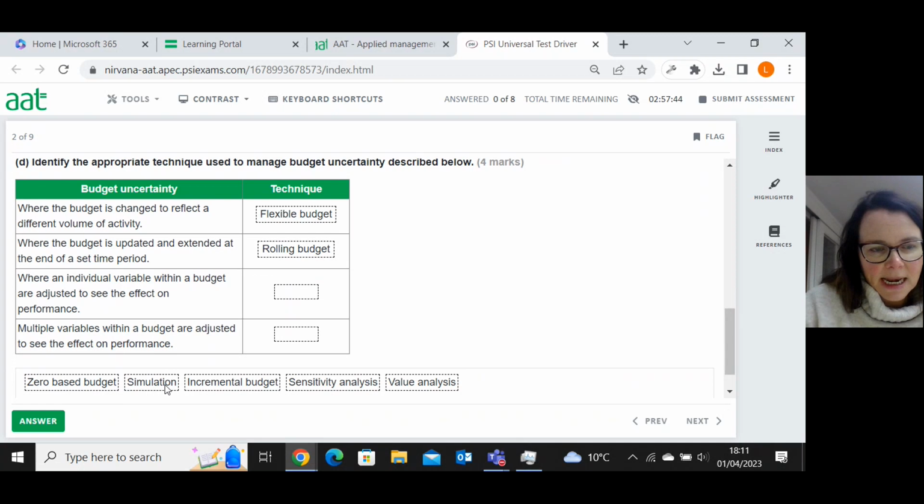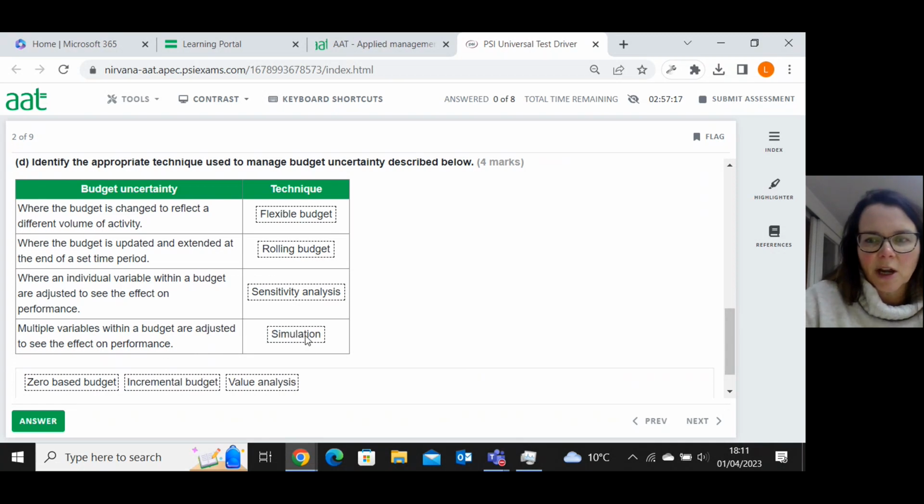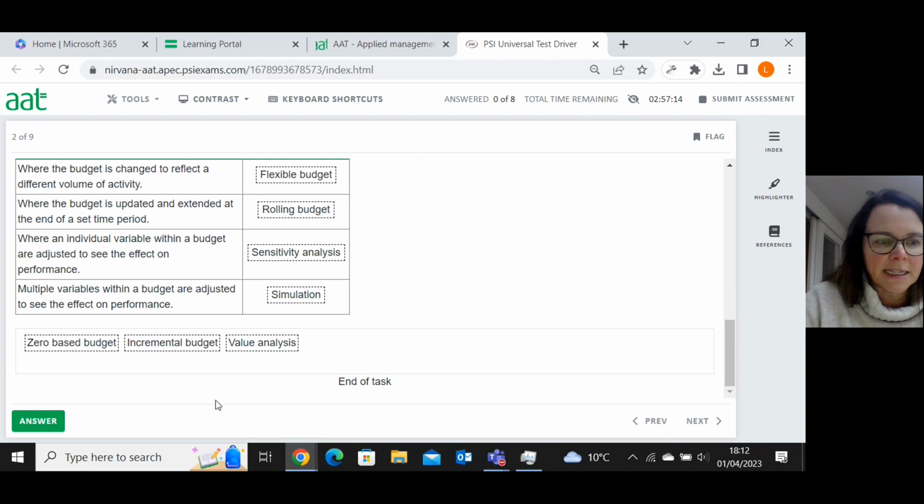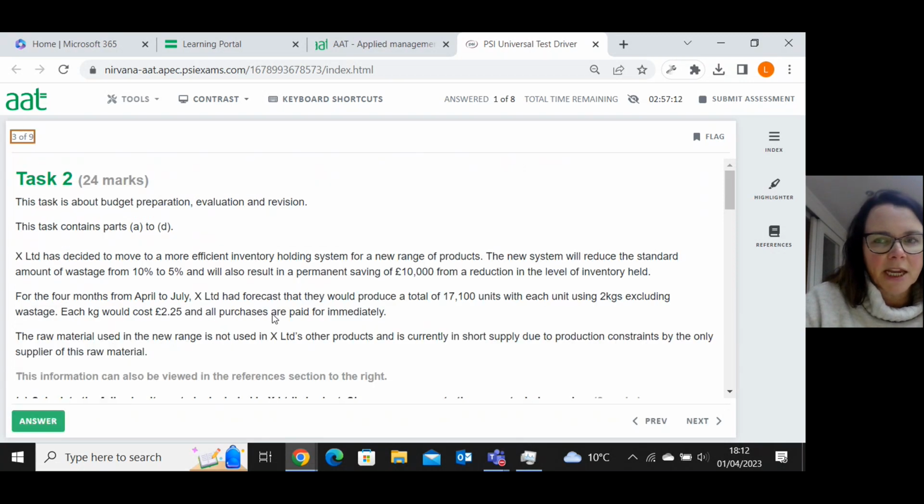Where an individual variable within a budget is adjusted to see the effect on performance: that's not simulation, which is where you try something. It will be sensitivity analysis, because you're seeing if I change something, how sensitive are my results to that change. Where multiple variables within a budget are adjusted to see the effect on performance, that would be a simulation where you try something totally different. And that's the end of task 1. So make sure you know that terminology.